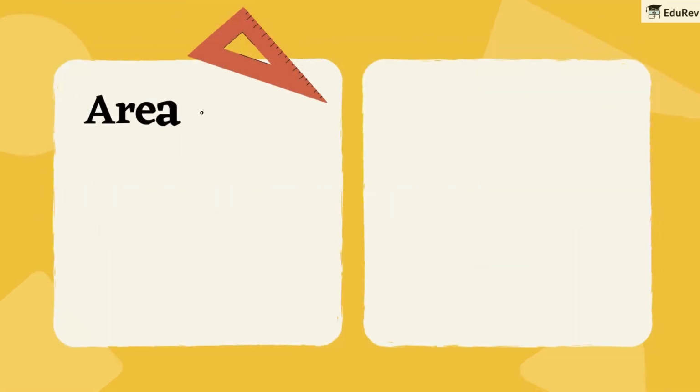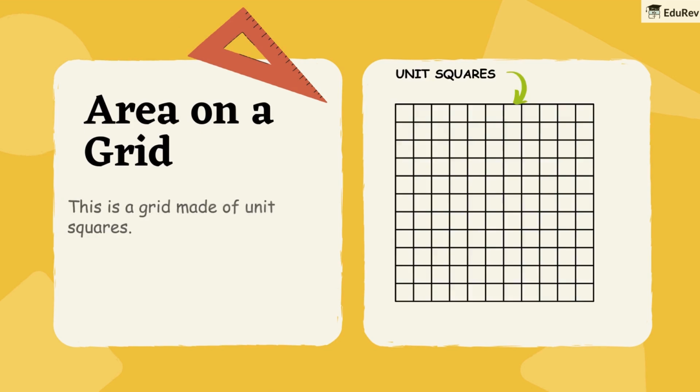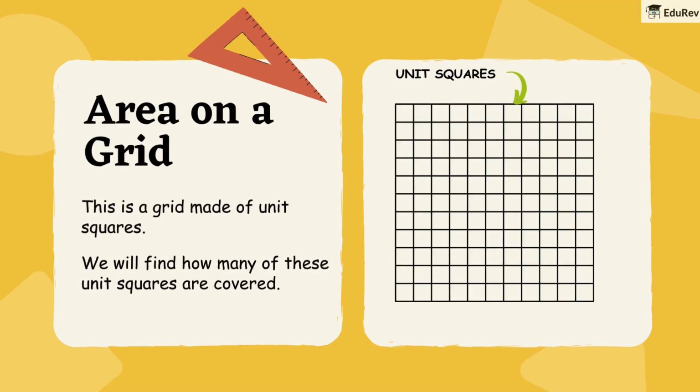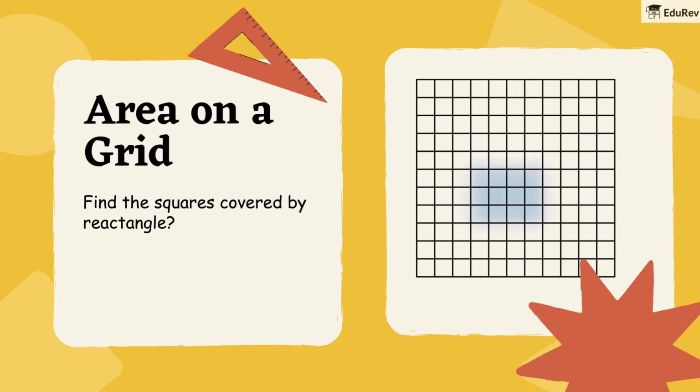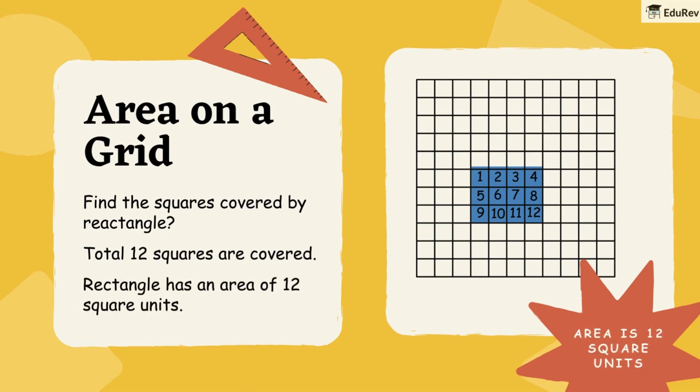Now, let's look at area on a grid. This is a grid made of unit squares. We will find how many of these unit squares are covered. For example, if we have a rectangle on this grid, we can find the squares covered by the rectangle. If it covers a total of 12 squares, then the rectangle has an area of 12 square units.